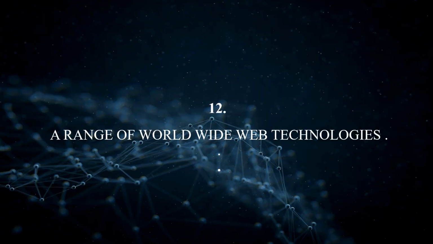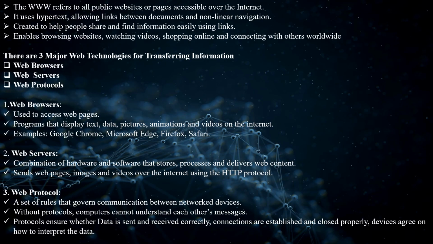In this part, we'll see various technologies that help the World Wide Web run and connect people around the world. On this slide, we are looking at the World Wide Web and the technologies that make it work. The web is all the public websites you can access online. Using hyperlinks, you can jump between pages to find and share information. People use it for browsing, watching videos, shopping, and connecting with others.